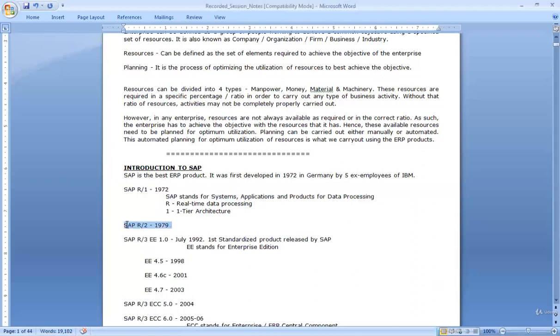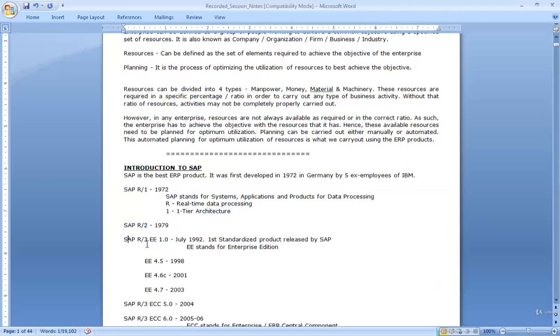The next product they developed was called SAP R2, which was released in 1979. In the R2 product, SAP stands for Systems, Applications and Products. R stands for Real-Time Data Processing. 2 stands for Two-Tier Architecture.